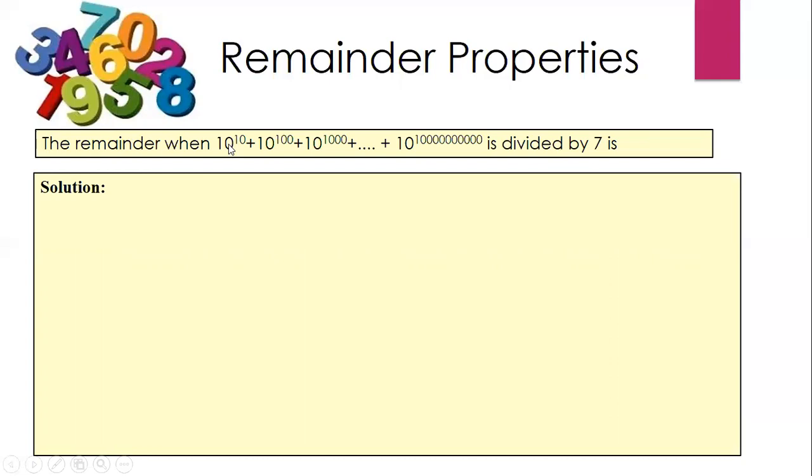What is the remainder when 10 power 10 plus 10 power 100 plus 10 power 1000 and so on till 10 power 1 followed by 10 zeros is divided by 7? Here we can apply the same rule. We find individually first. The remainder of 10 power 10 when divided by 7. Here 10 is there, so we can directly go for the cyclicity rule.